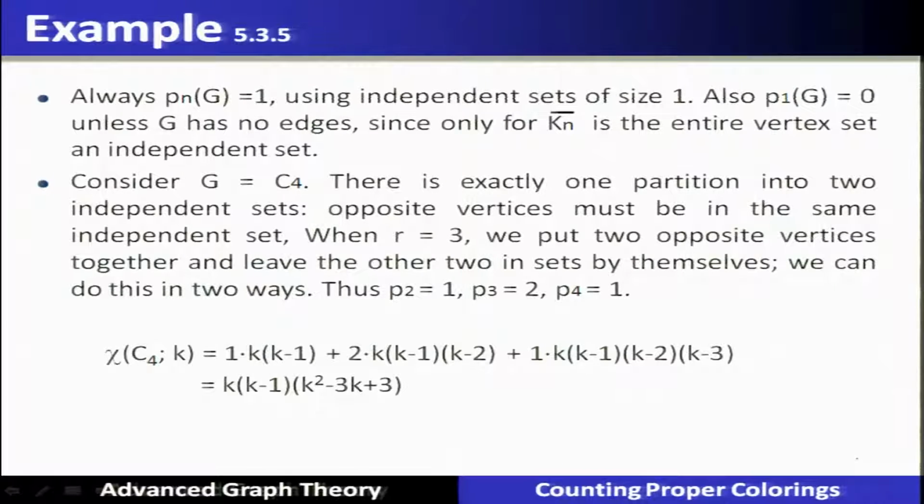Let us consider when the graph is C4. Now, there is exactly one partition into two independent sets. This is one independent set, this is another independent set. So, let us say the vertices are A, B, C, D. One set is A, D, the other partition will contain B, C. So, it has only one partition. Opposite vertices will be in the same set. That is when r is equal to 2.